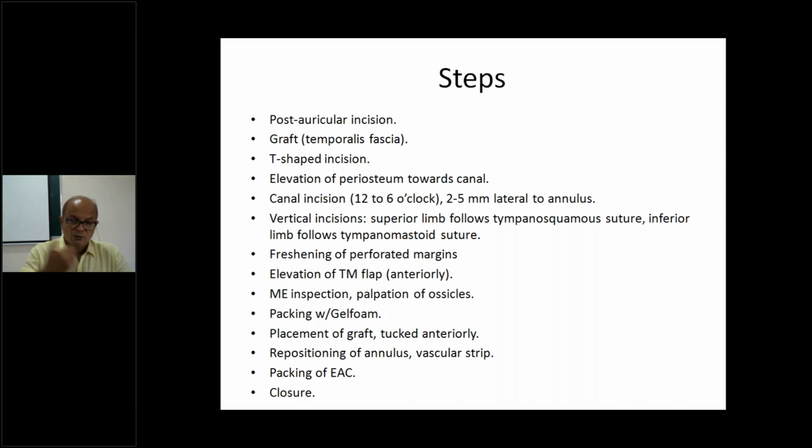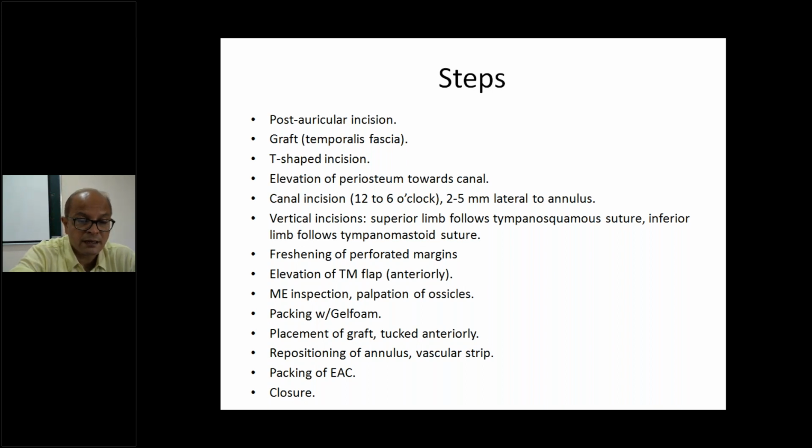Tell your assistant to take the graft. Meanwhile, it will be dry. Always remember, when you are placing the graft, it should be dry so that you can manipulate it. If it is wet, it is very difficult to manipulate the temporalis fascia, and it is not very easy to do. So only those surgeons who are experienced or have done enough tympanoplasties can adjust. Otherwise, it is always preferable to use a dry graft.